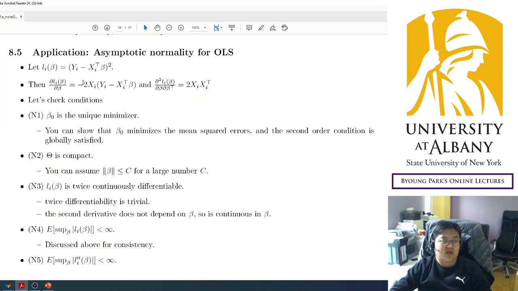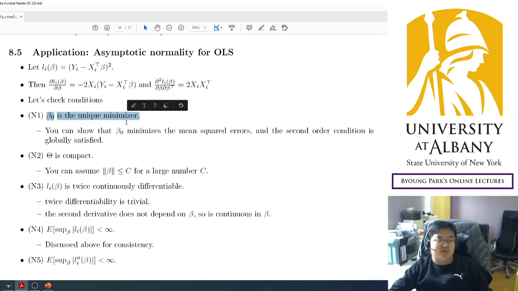Also you can check the dimension. The first derivative is k by 1. The second derivative is k by k. Now you may use the conditions to check the asymptotic normality. To prove the asymptotic normality, you can check 7 conditions. Like beta 0 is the unique minimizer, which was the identification result and must be in the homework. And theta, the parameter space, is compact, which is by an assumption.